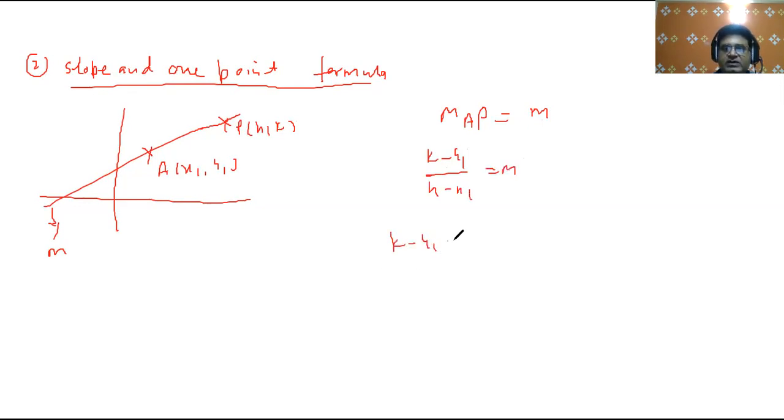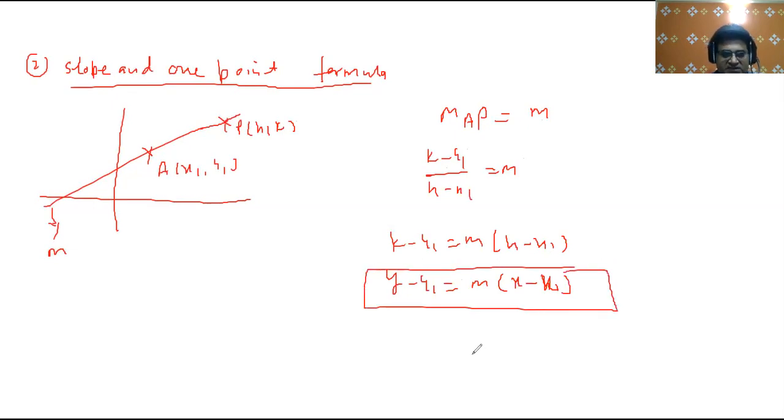So k minus y1 is m times (h minus x1). So taking locus, k is replaced by y and h is replaced by x. So this is the required equation of straight line having slope m and passing through a point A whose coordinate is (x1, y1).